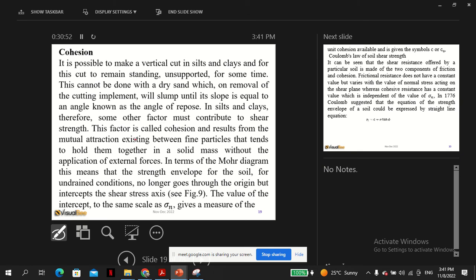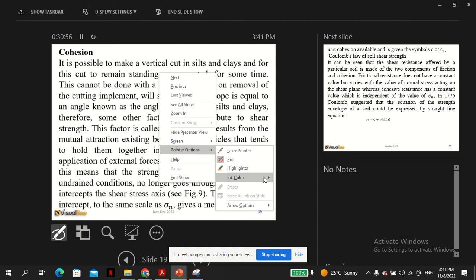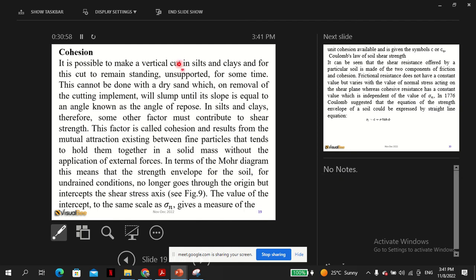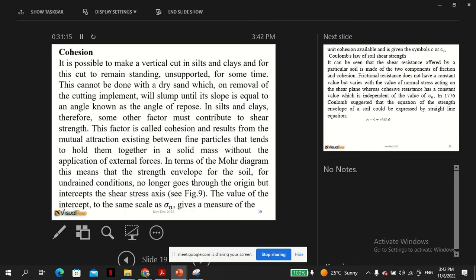So it is possible to make a vertical cut in silts and clays, and for this cut to remain standing and supported for some time. This cannot be. So what we are saying here is that some of you might. So on normal soils, this is your soil.